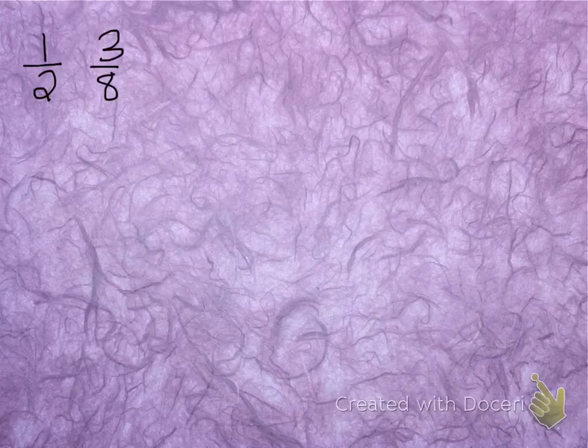Okay, now you try one. 1/2 and 3/8. Remember, the first step is to list the multiples of your two denominators, 2 and 8. Pause the video right now to try it, and then resume when you're ready to see if your answer is correct.